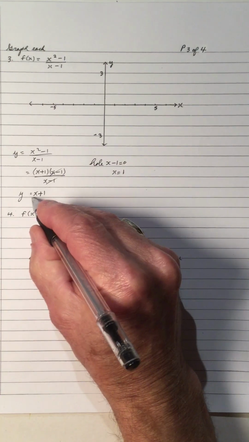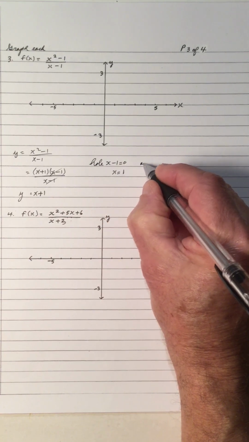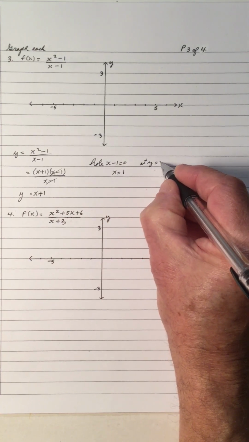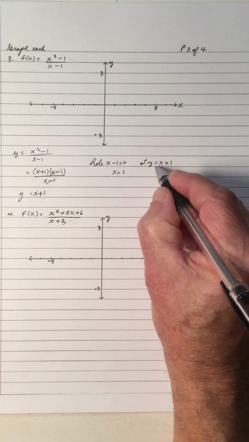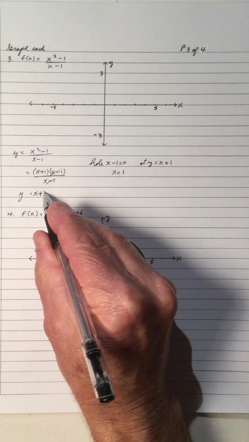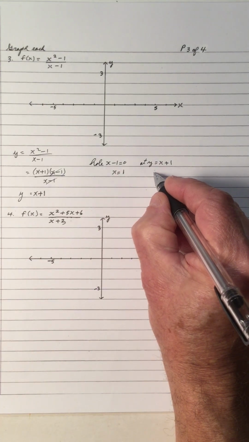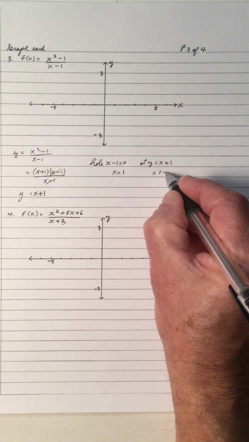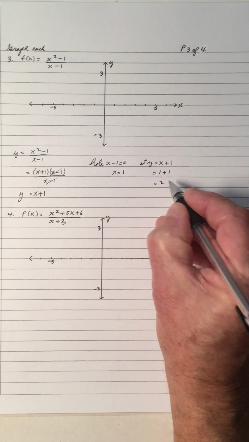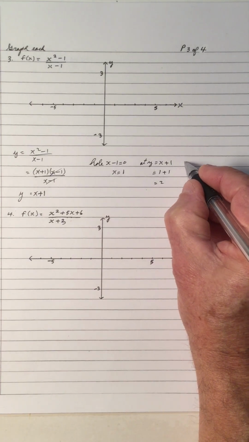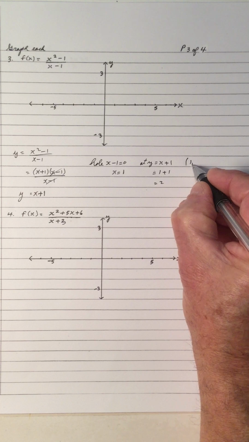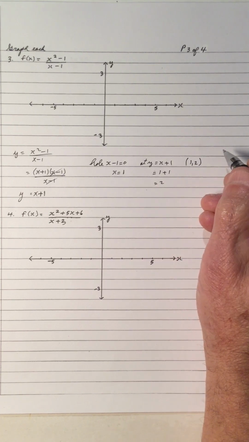So when x is 1, we use the equation y equals x plus 1. This is a line which has a y-intercept of 1 and a slope of 1. So when x is 1, we put 1 in, and we have a 2. So the hole is at x is 1, y is 2.